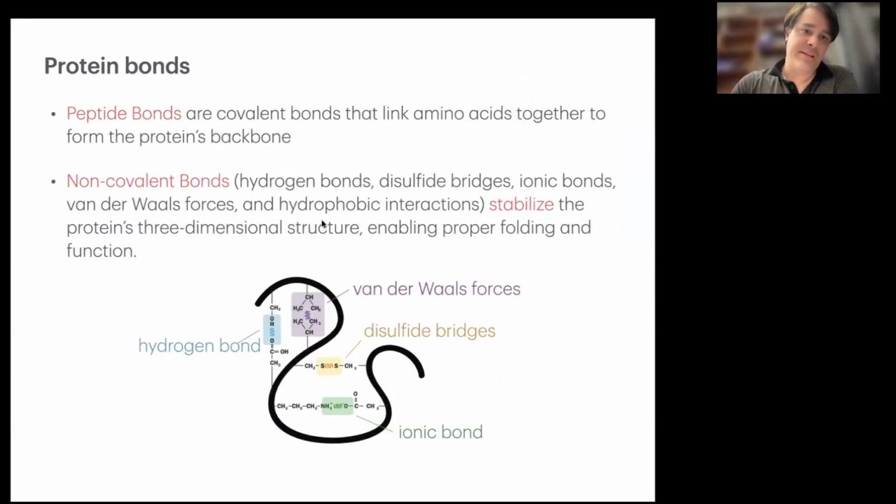So protein bonds. Peptide bonds are covalent bonds that link amino acids together to form a protein's backbone. So the backbone of the protein is formed by peptide bonds, and between them you can have non-covalent bonds. These are hydrogen bonds, disulfide bridges, ionic bonds, van der Waals forces, hydrophobic interactions, and so on. They are used to stabilize the protein. Of course, they're not as strong as the backbone, but they're still significant. They are still very important in the protein 3D structure. So from now on we will study proteins with bonds.